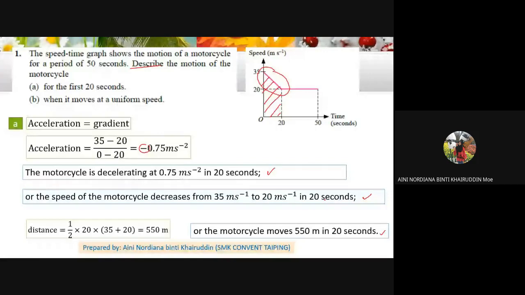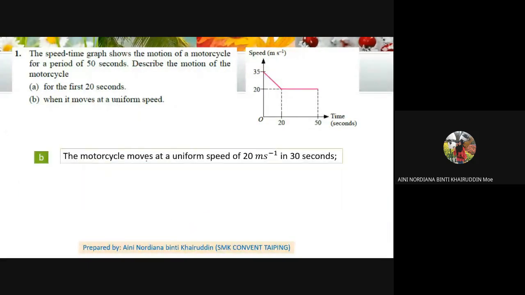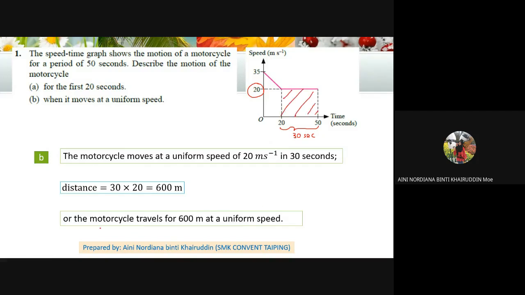Number 1B, when it moves at a uniform speed. First you can say the motorcycle moves at a uniform speed of 20 meter per second in 30 seconds. Or you can calculate the distance, or the area under the graph. Then you can describe as the motorcycle travels for 600 meter at a uniform speed. So there are two answers. You can choose either one.